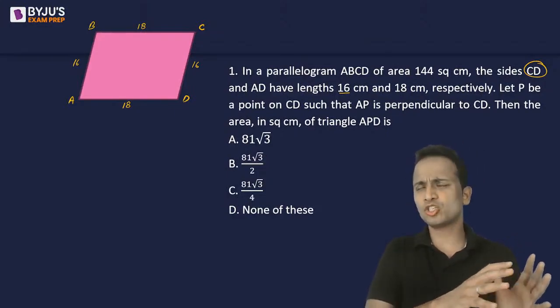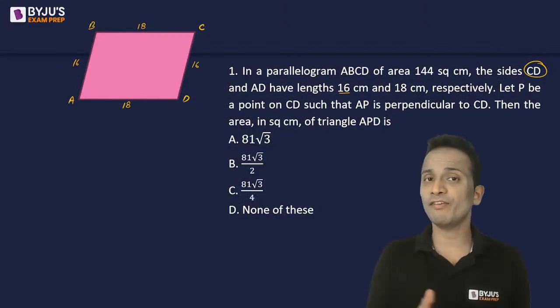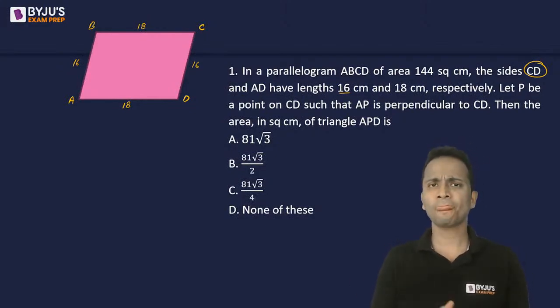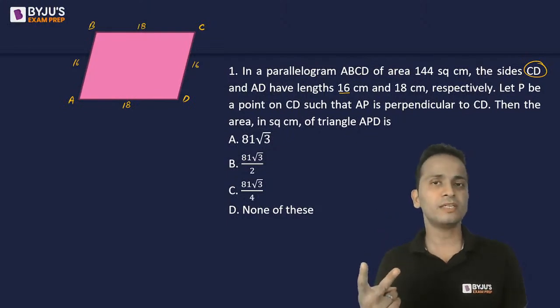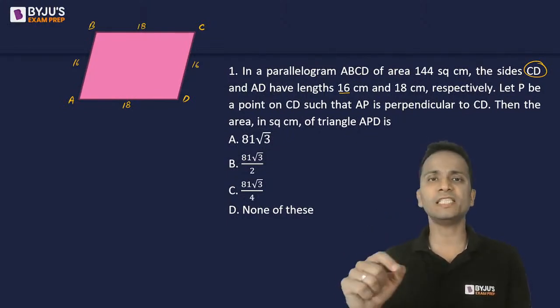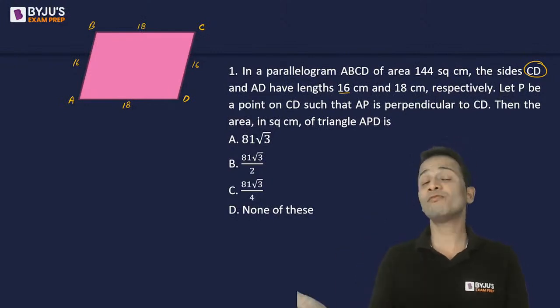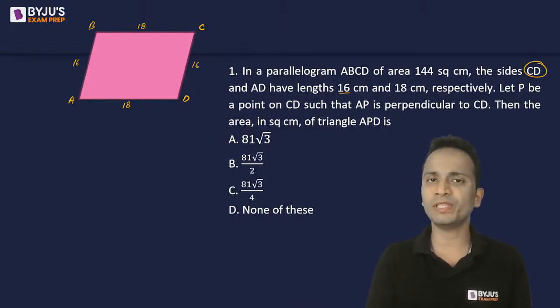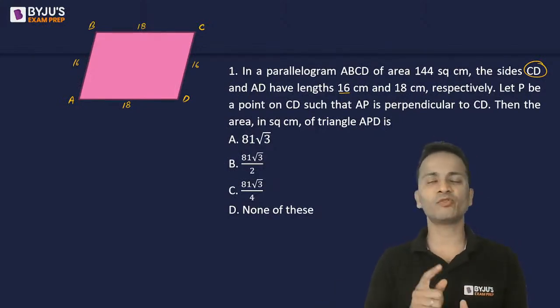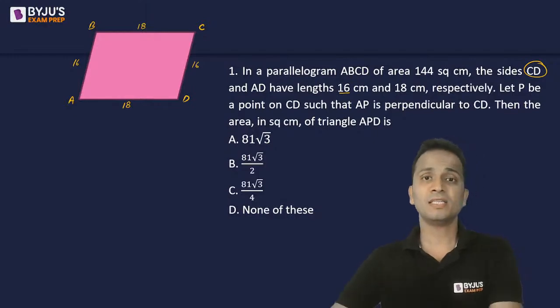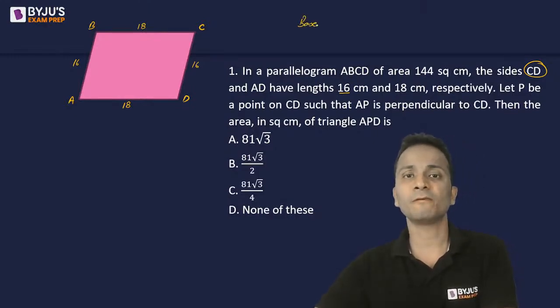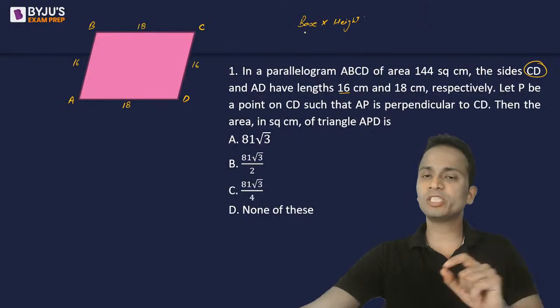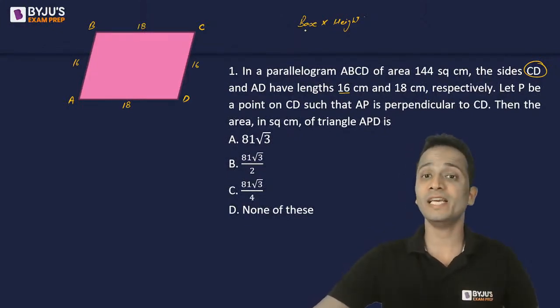There are three formulas that I can give you for finding the area of a parallelogram. One is length into breadth into sine of theta, where theta is the angle between the length and the breadth. Another formula is half d1 d2 sine of alpha, where alpha is the angle between the diagonals, and d1 and d2 are the diagonals. Now, none of these two formulas will be used in this question. The third formula, base multiplied by height, will be used in this question. This is another formula for the area of a parallelogram.